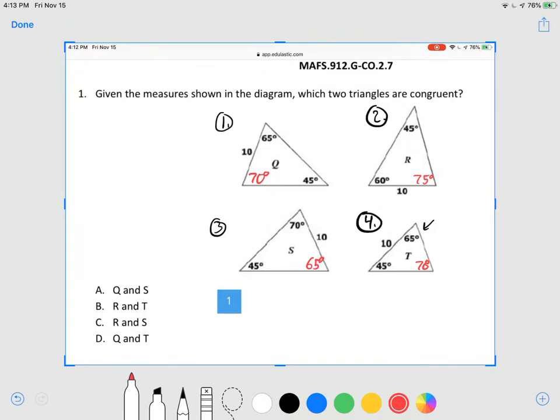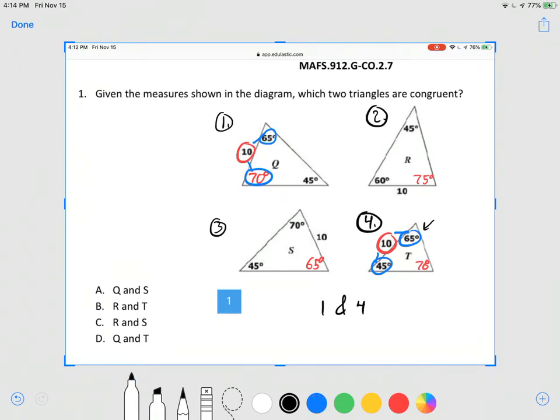All right, so although triangles 1 and 4 both have this side 10, they're on different sides because you can see that the 2 angles that are between the 10 here are 65 and 45. But for this one, for triangle 1, it's 65 and 70. So this triangle is not really structured the same way.